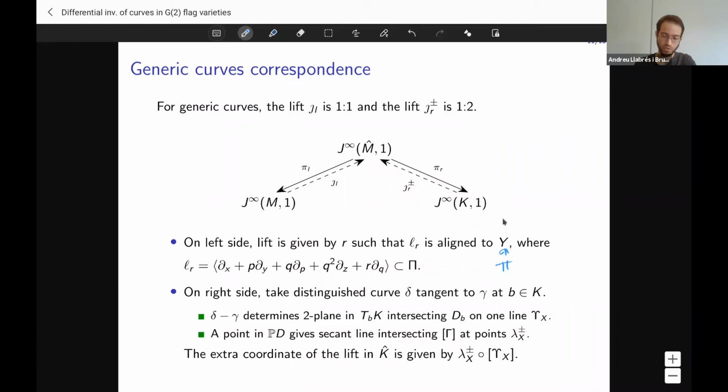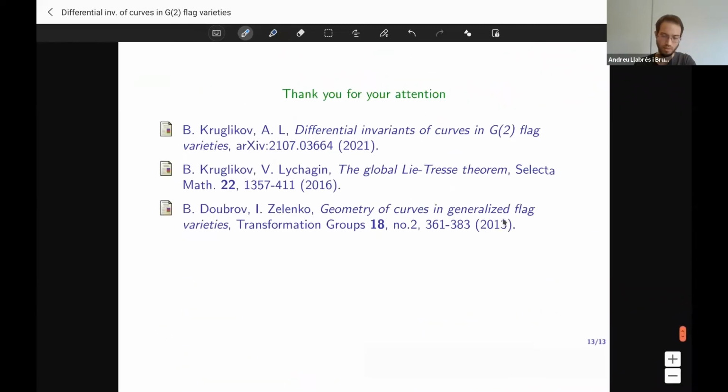And on the right side, we use also considerations on distinguished curves and the fact that through any point in the projectivization of the contact structure, we have a line that is secant to the rational normal curve gamma and intersects it exactly at 2 points. So when we take these intersection points exactly at the point given by the upsilon x that is aligned on D, so it's a point on the projectivization of D. This gives the lift for the right side. So as we see, the computation of differential invariants on G2 mod P1 gives us already a lot of information of the invariants in the other geometries. Thank you for your attention.